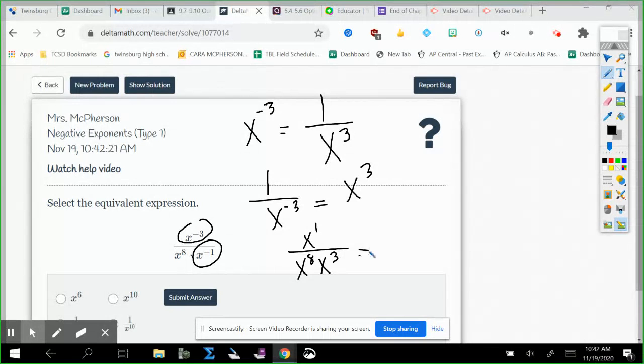So now I want to simplify a little bit more. Since I have x to the first on the top and I add my powers on the bottom, I have x to the 11th on the bottom. Now I want to figure out basically where do I have more x's and how many more. So I currently have 10 more x's in the bottom than I do in the top. So my answer is 1 over x to the 10th, which, looking at the Delta Math, is this last choice right here. Let me show you another one.